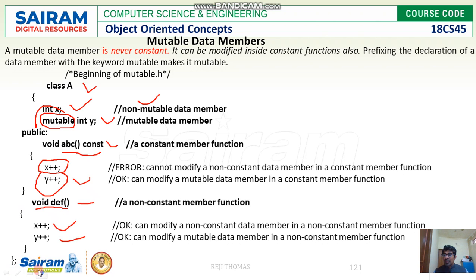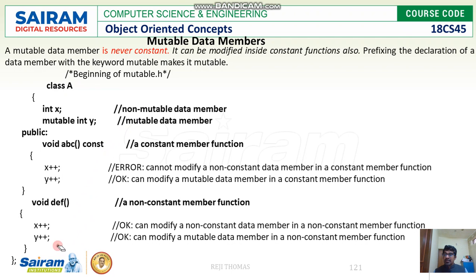So what was the drawback in the case of constant function? Actually, this is not a drawback, but still we are finding loopholes to overcome that. How is it done? You just declare your y as mutable. Rest everything is the same. When I do that, anybody can access. Not anybody, the member function can access, even if the member function is constant.